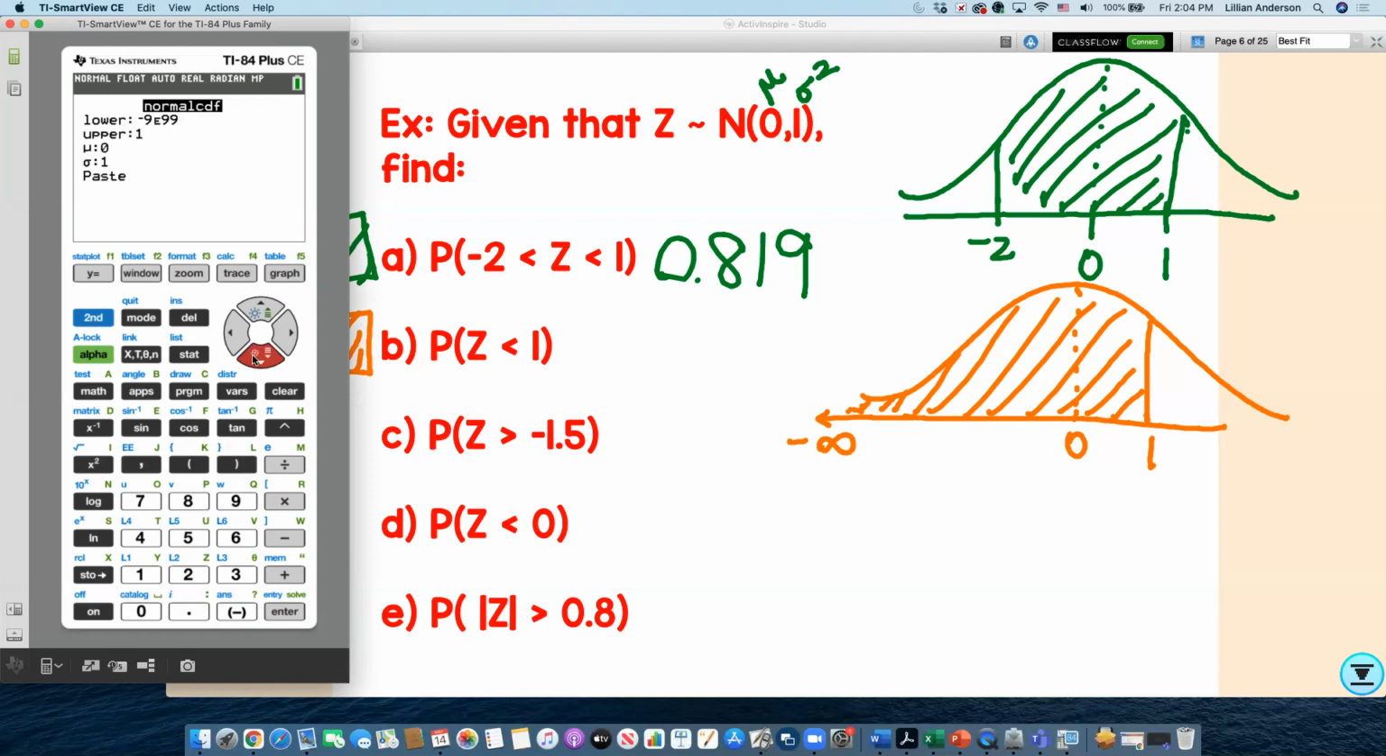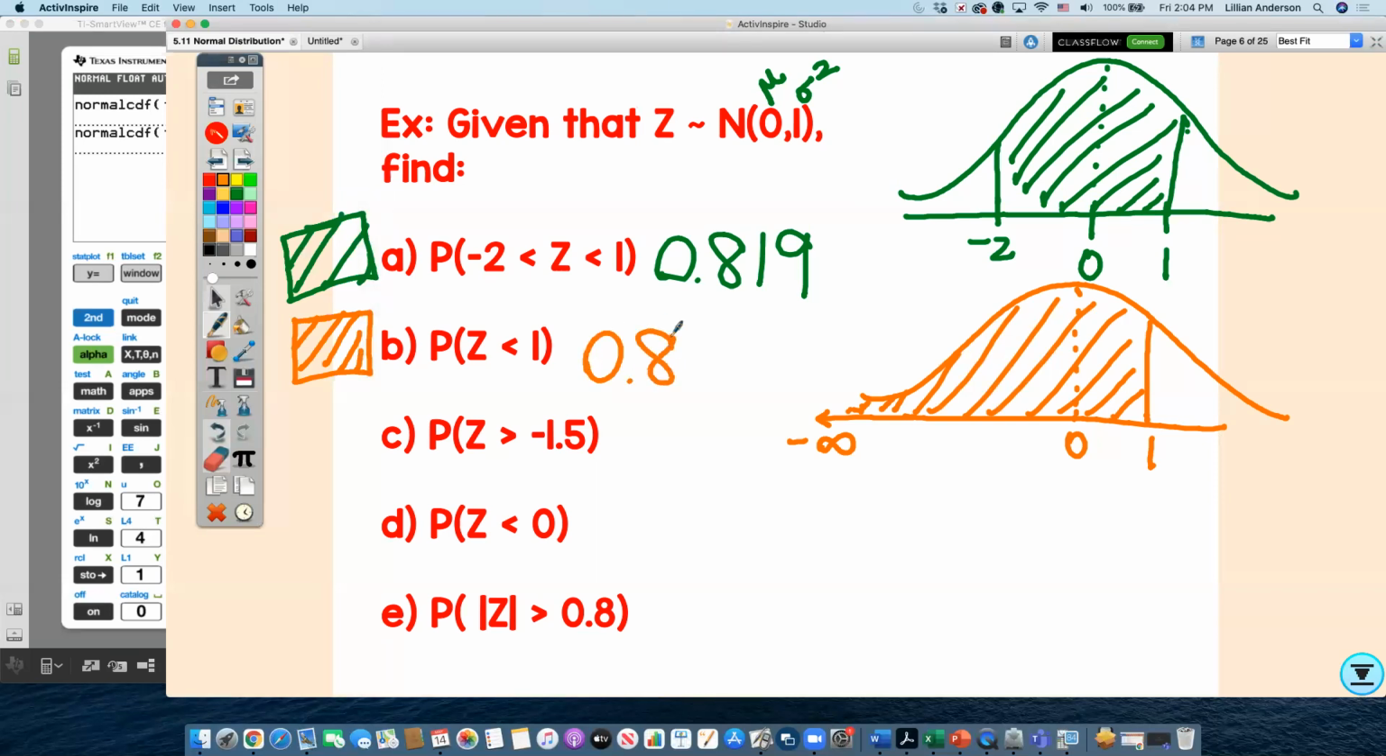My upper limit is 1 because that's the upper bound of my shaded region. Mean is still 0, standard deviation is still 1. I paste, double check lower, upper, mean, standard deviation, and that's my probability. It's 0.841. This is how you find normal distributions.